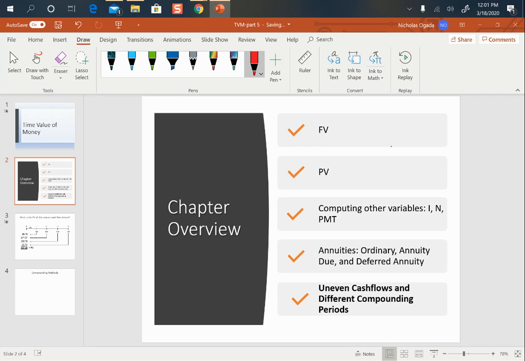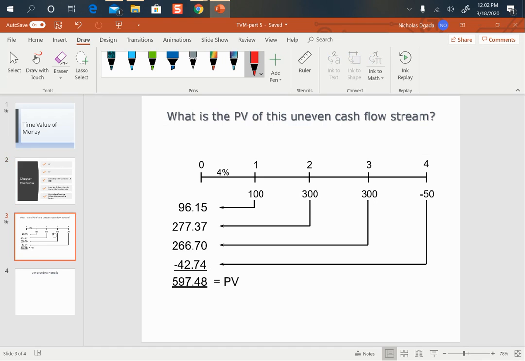So we're going to look at some of the adjustments you have to make in a case where the compounding is not on a yearly basis but is on the other compounding periods, as we shall see later on. So when it comes to uneven cash flows, I'm also going to add in deferred annuity, just to explain the two concepts.